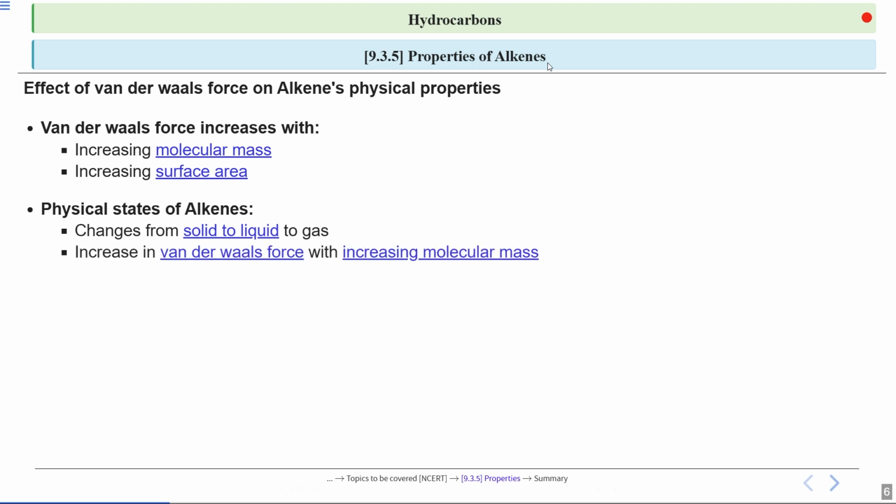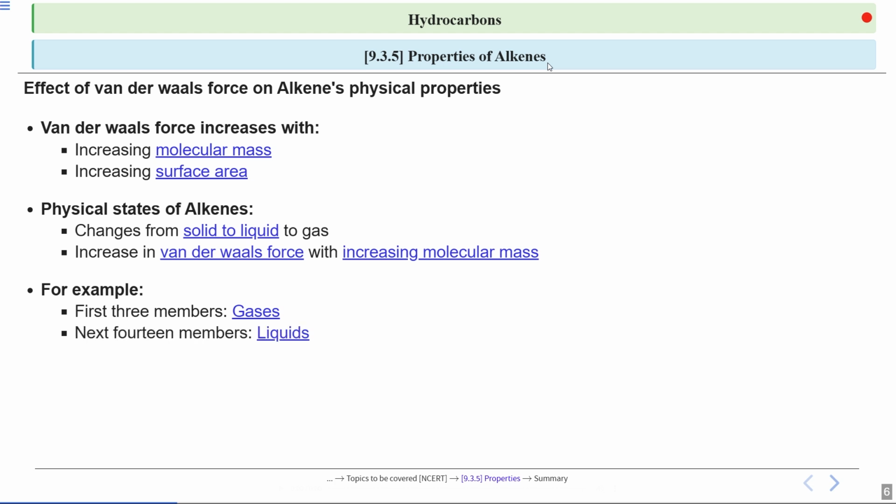So, as the molecular mass of the alkene increases, what happens? What we said is that the van der Waals force also increases. This means higher alkenes need more energy to separate their molecules, which is why they are found as liquid or solid rather than gases. For example, the first three members of the alkene series, which are ethene, propene, and butene, are all gases at room temperature. Their molecules are small, so the van der Waals forces between them are weak and they don't stick together very well, resulting in the gaseous state.